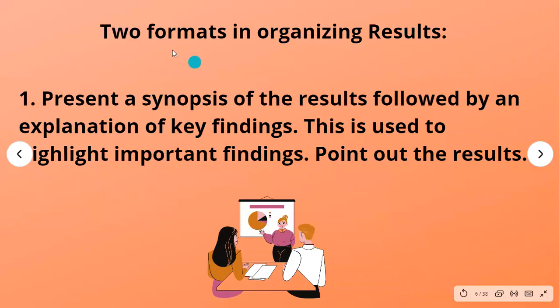Now, we have two formats in organizing result. We have the first one here, present a synopsis of the result followed by an explanation of key findings. This is to highlight important findings and point out the result. So, when we say synopsis, this is a brief summary or a panoramic view of the research. Here, you highlight the most important findings or results you have. So that's the first one.